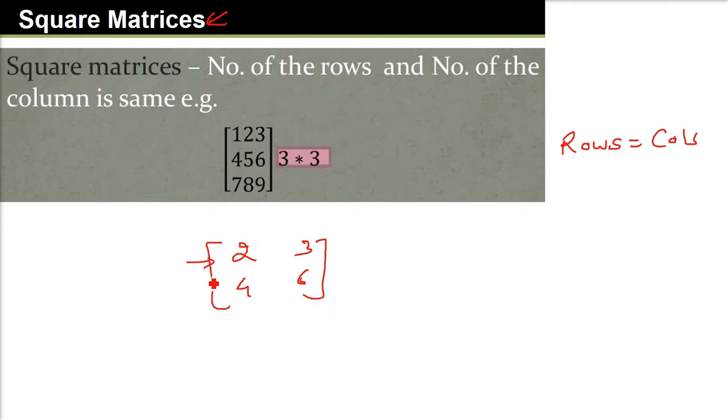1, 2, 2 rows. How many columns? 1, 2. So you see 2 cross 2. So the rows and columns are the same. Row is equal to the column. So we call it a square matrix.